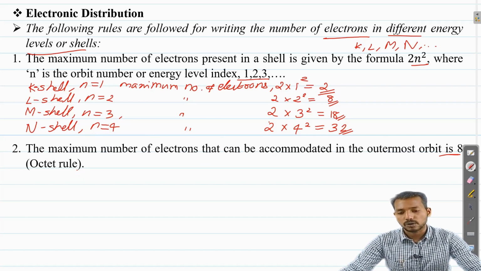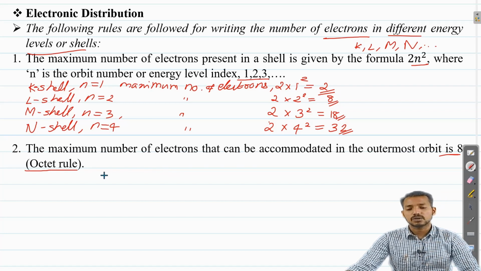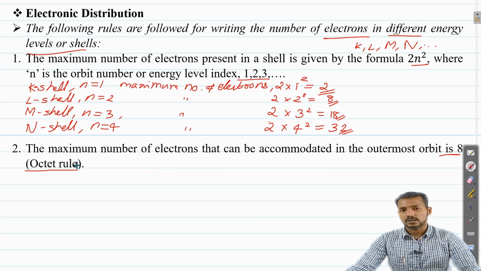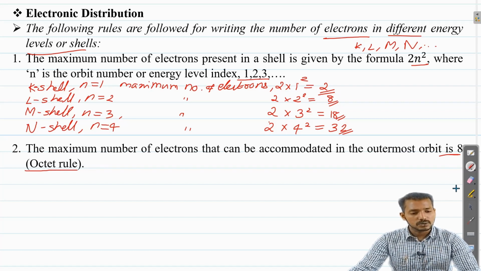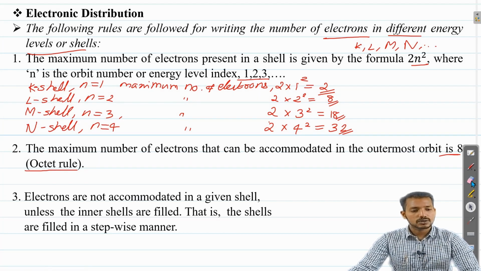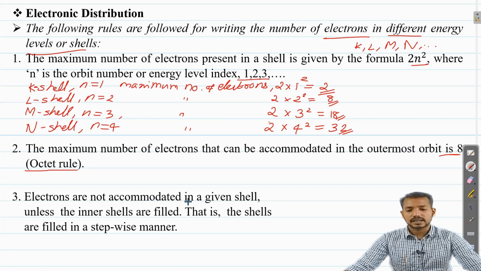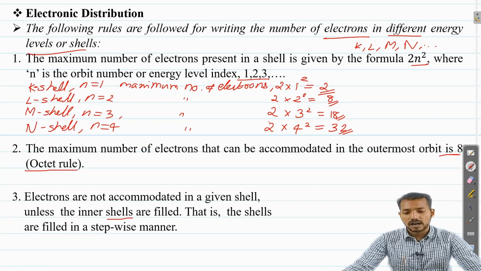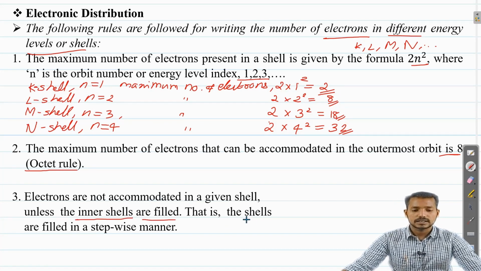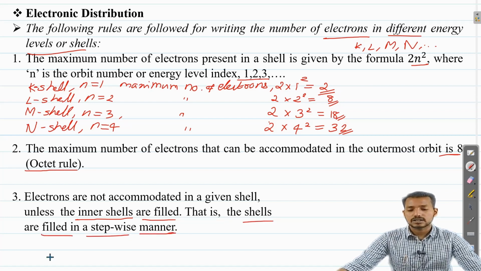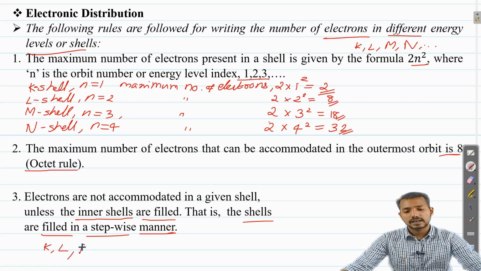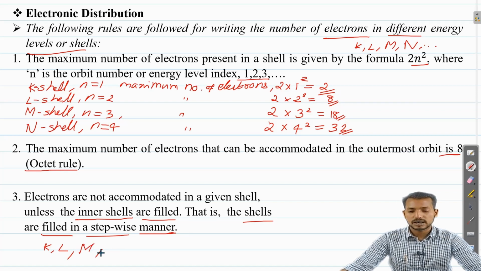So this is called the octet rule. Octa means 8. So this rule is known as the octet rule. Clear. So that is the second rule. And the third rule is electrons are not accommodated in a given shell unless the inner shells are filled. That is, the shells are filled in a stepwise manner. First the K shell should be filled. After that, the L shell. After filling the L shell only, electrons will be accommodated in the M shell, then the N shell, and so on.